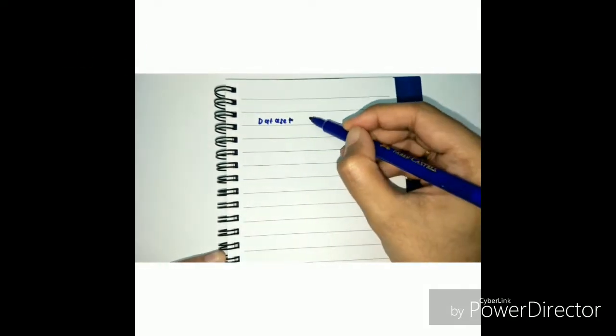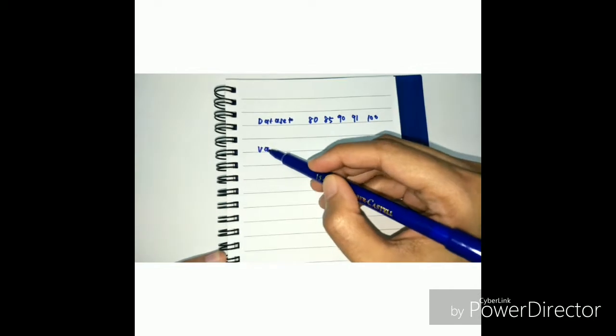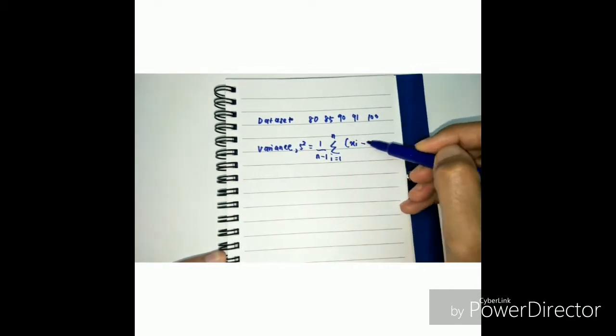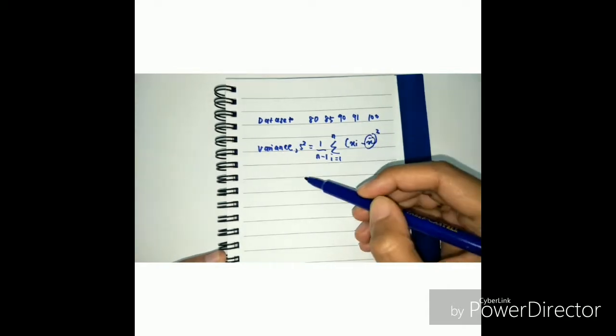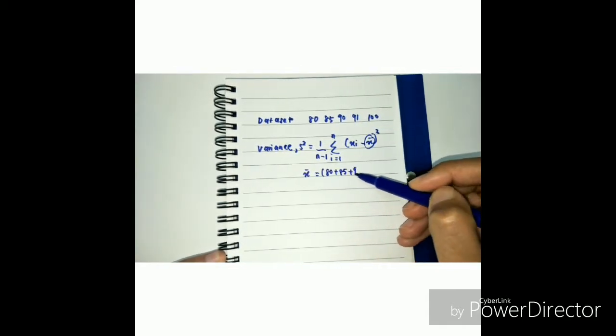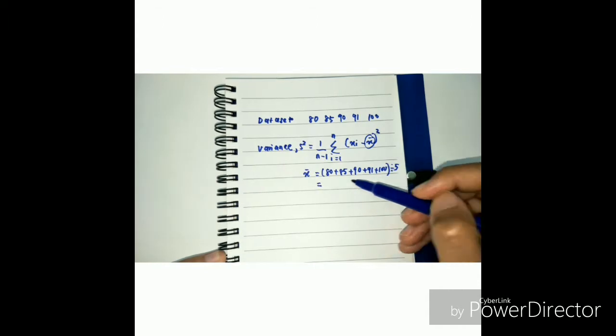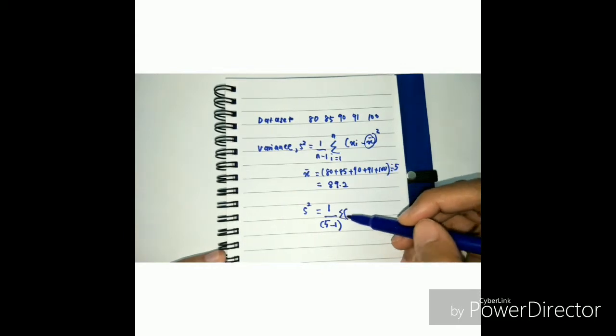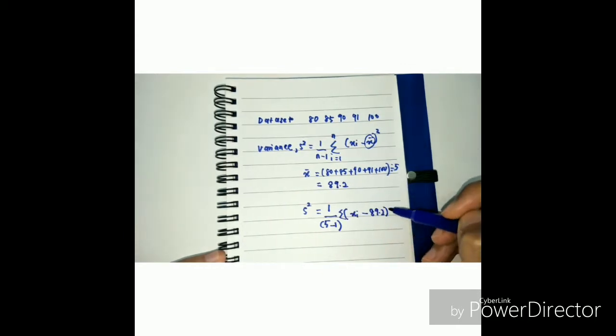Now let's calculate variance. To calculate sample variance, we'll be using this formula. We need to calculate the sample mean first, which is equal to 89.2, and then insert the mean value into the sample variance formula.